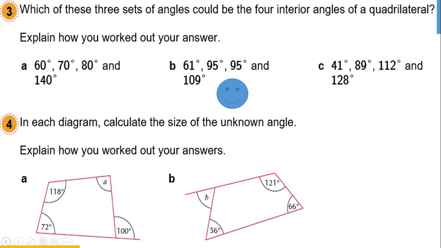Okay, number 4, A is 90 degrees. To work that out, what I would do is the bottom right-hand corner, where the 100 is, those 2 angles together must equal 180 degrees, because that's angles on a straight line. Therefore, the bottom right of the quadrilateral will be 80. Add the 3 of them together, 118 plus 72 is 190, plus the 80 is 270. It's got to be 360 in total, therefore A is 90. Very, very similar system for B.